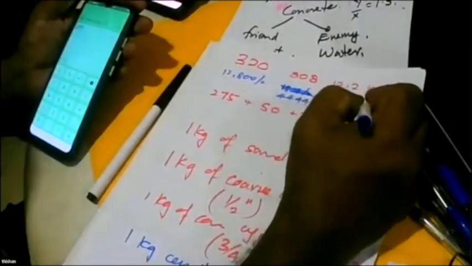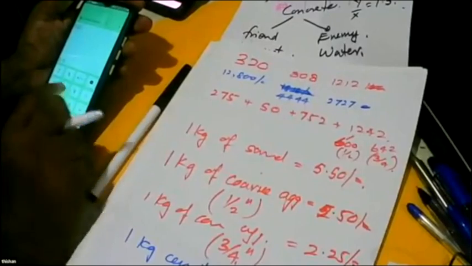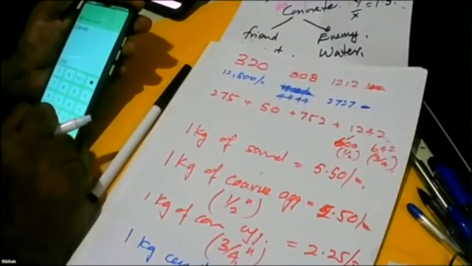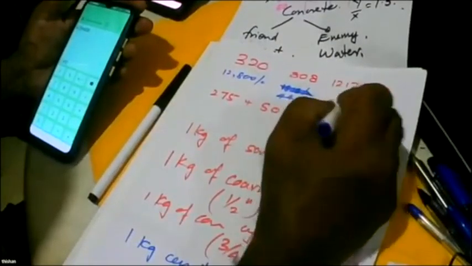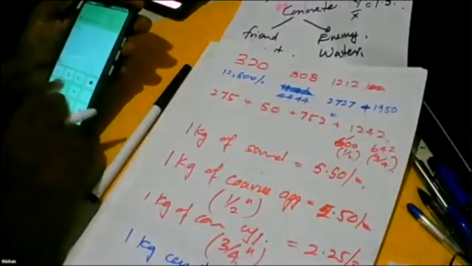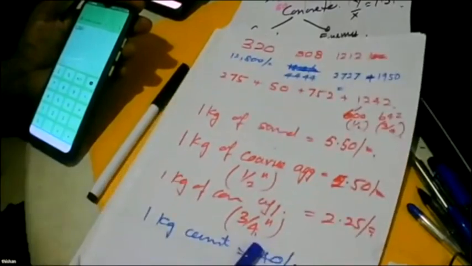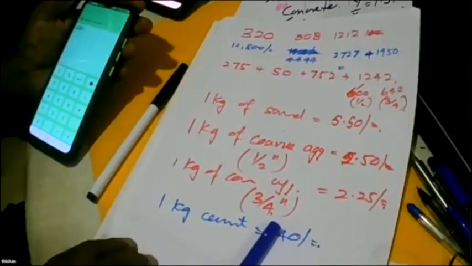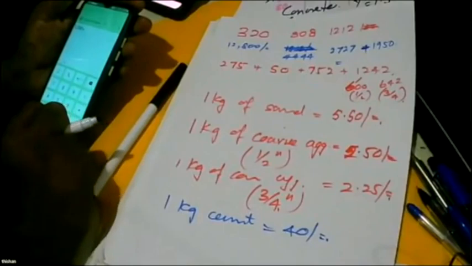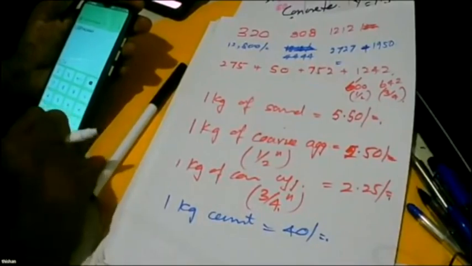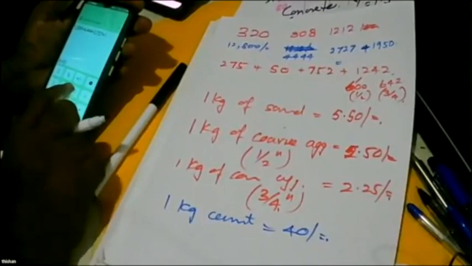Admixture cost will be 3.25 into 600. Admixture cost is 1950. It's a constant for both. So the answer is 12,800 plus 4444 plus 2727 plus 1950.